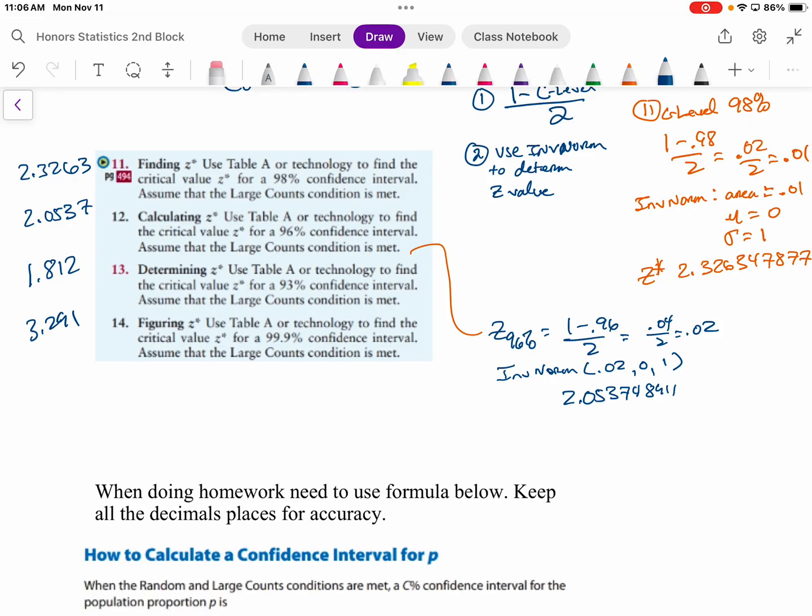Which percentage had the smallest answer? Which was the smallest percent? Yeah, 13 had the smallest percent, right? 93%. And it had 1.8212. Okay. Which one had the biggest answer? 14. The 99.9%, which is almost 100%. Okay. It had a Z-star of 3.2.